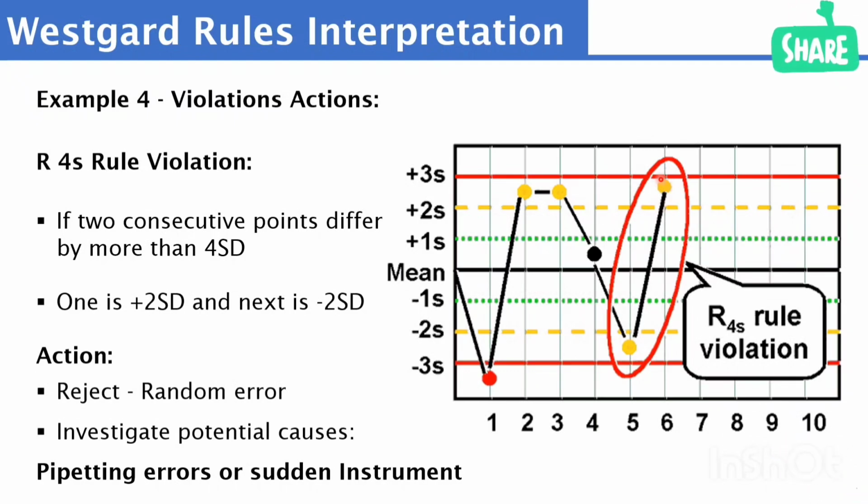Because 1 point is on the positive side and 1 point is on the negative side, we call it the R-4S rule violation. So 1 is plus 2 standard deviation and the next is minus 2 standard deviation. Because they are on opposite sides, and both exceed plus or minus 2 standard deviation in 2 consecutive measurements, that is the R-4S rule violation. Obviously you have to reject it, and this can be due to random error. Again, investigate the potential causes. It could be a pipetting error or a sudden problem from the instrument, as the case may be.